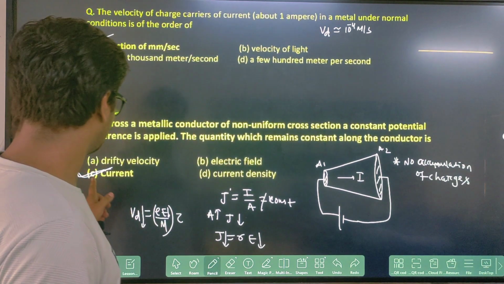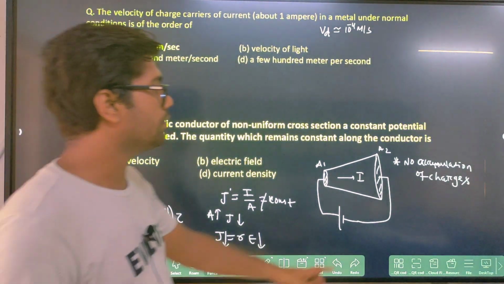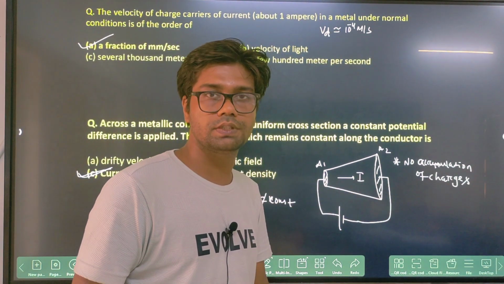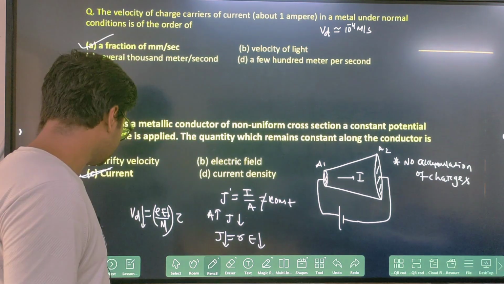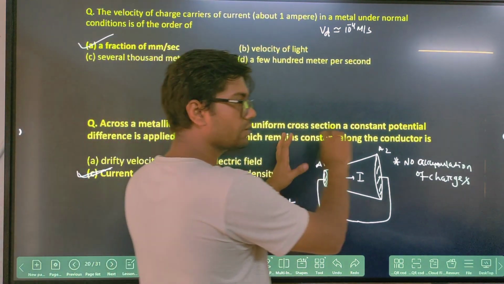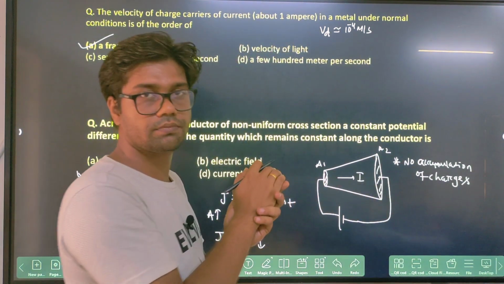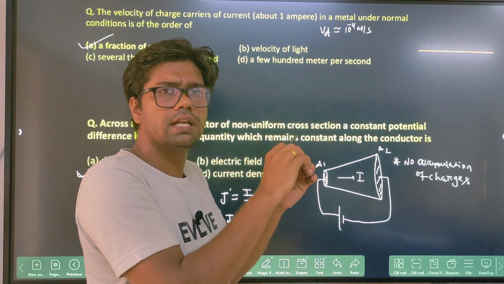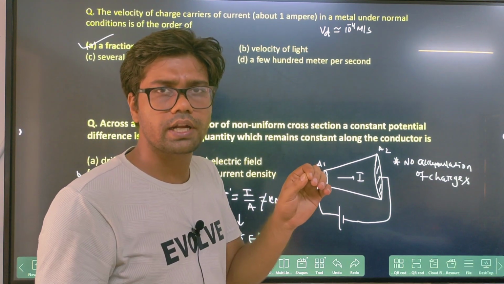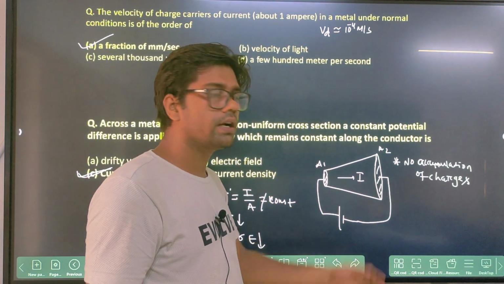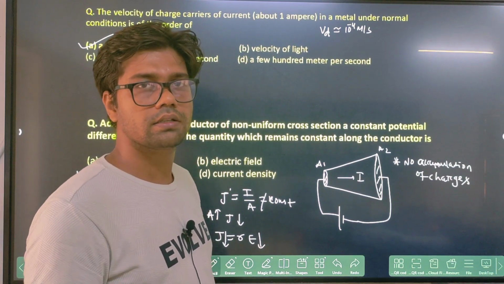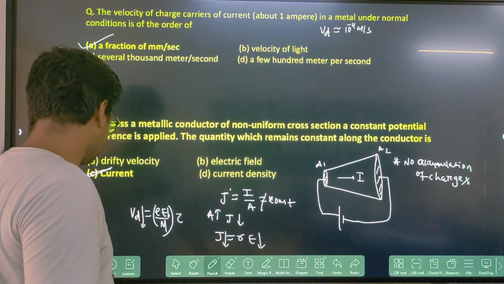Only the current will be a constant quantity here, because there is no accumulation of charges. Clear? Whatever charge is flowing, that is flowing. There will be no accumulation of charges. If there were accumulation of charges, then the flow of charges would be reduced, right? Then the current would be less. But there is no accumulation of charges.